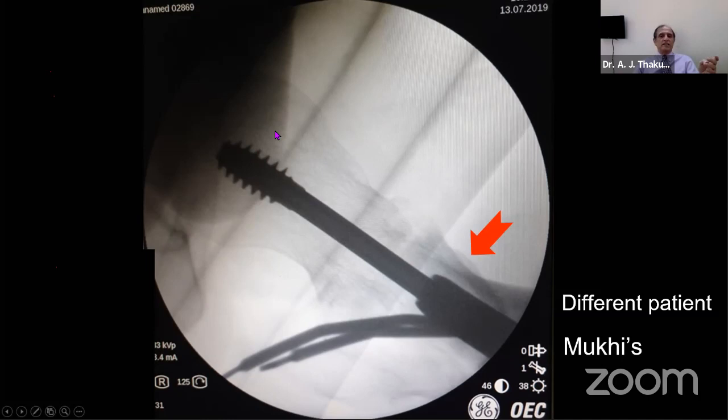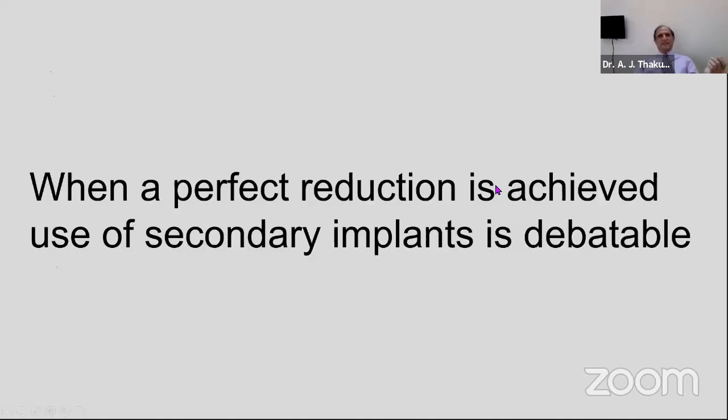When this reduction is there, all the stability is available. Then these additional implants, they are debatable. The real strength of this fixation is here, not here. One may talk about these extra things, but I would like to see a bad reduction and all these implants working. It doesn't happen. The reduction is very good, so everything will work. When a perfect reduction is achieved, use of secondary implants is debatable.